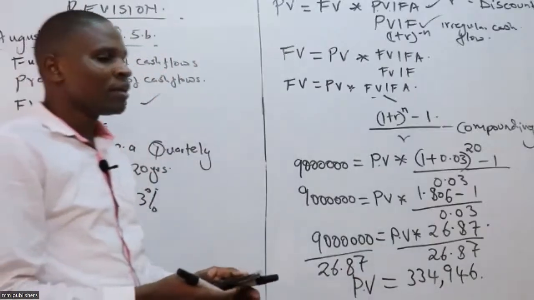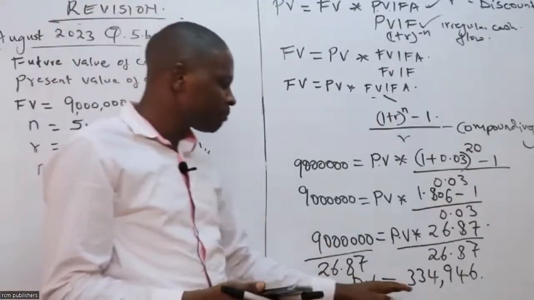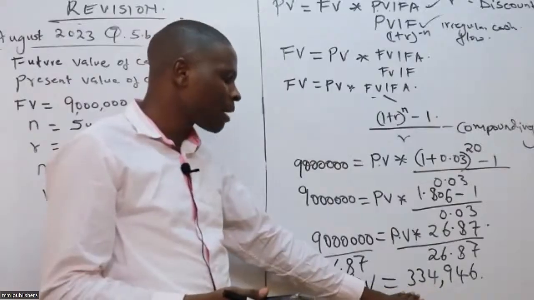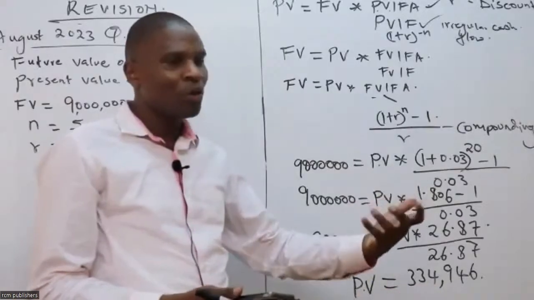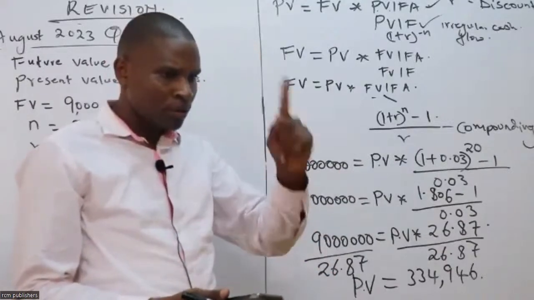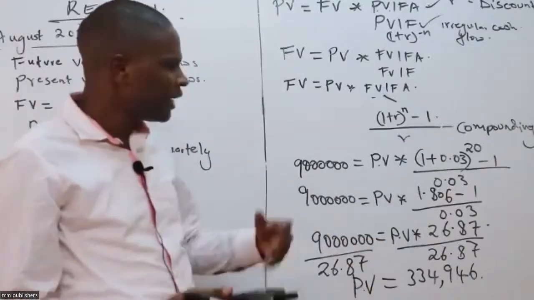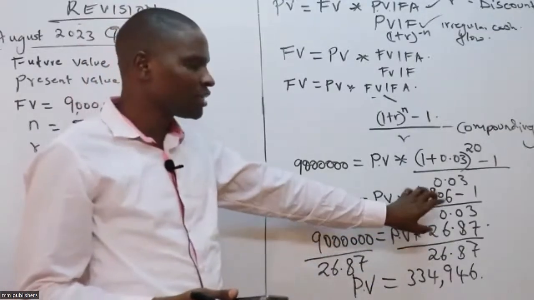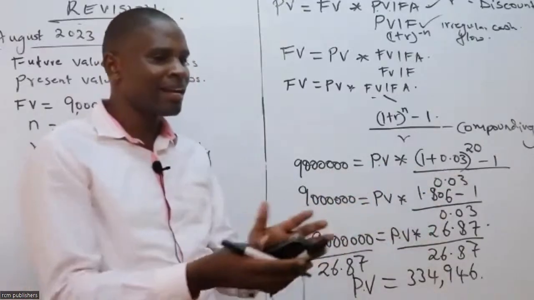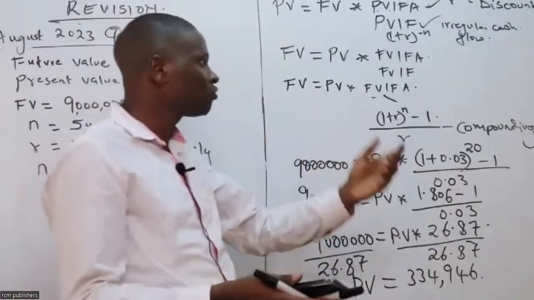334,946. That means Ouma will be depositing this amount quarterly, or compounded quarterly, right? Compounded quarterly, that means a lot. 334,941, aya. Okay, I think it depends with what you got here. It depends, but I can see all of us are close together. It is plus or minus 5. Hope you remember those mathematics.